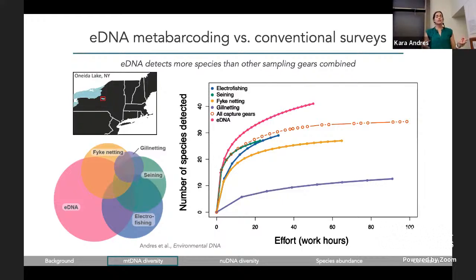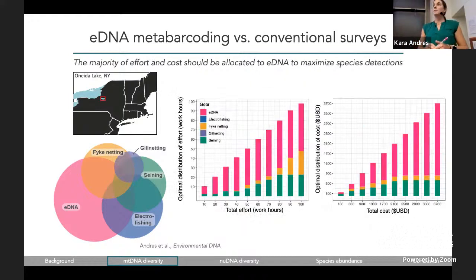Just as I said, different types of sampling gears may be able to sample different species in different environments. What we wanted to do with this study was to see what the optimal combination of gears is. What is the optimal allocation of effort or cost to each of these gears to maximize the number of species we can detect? And so we ran this optimization analysis, which allows us to look at the maximum number of species that we could detect for any amount of total work effort shown on the left or any amount of total cost shown on the right.